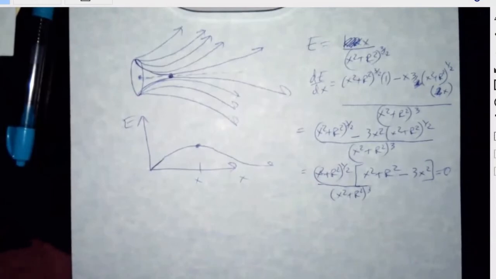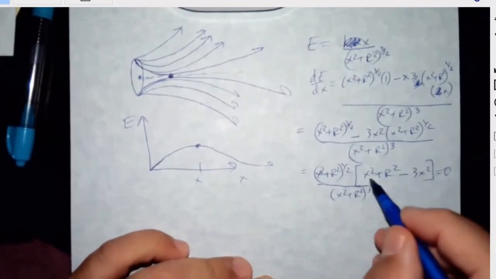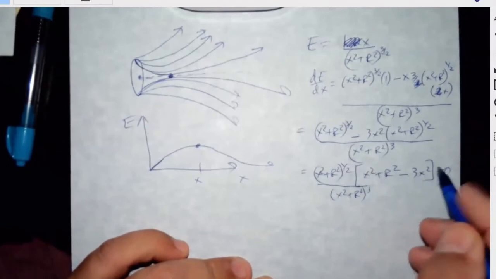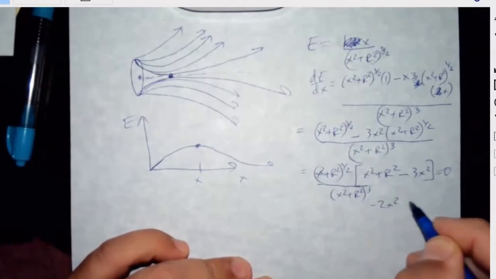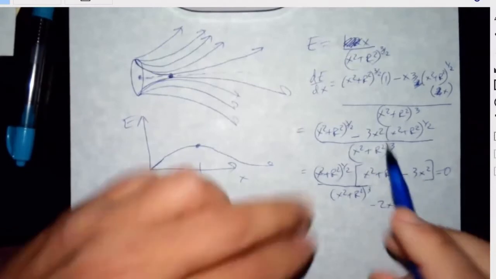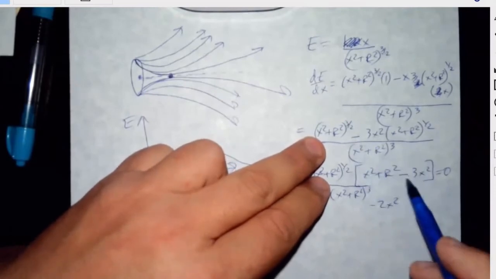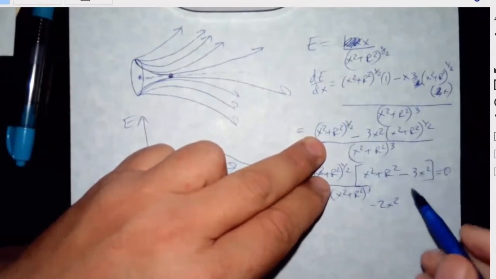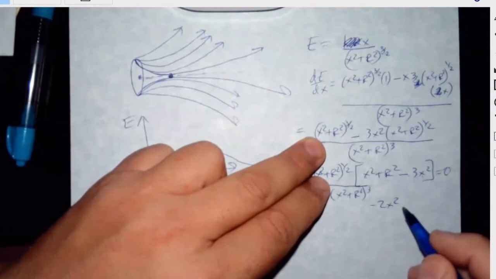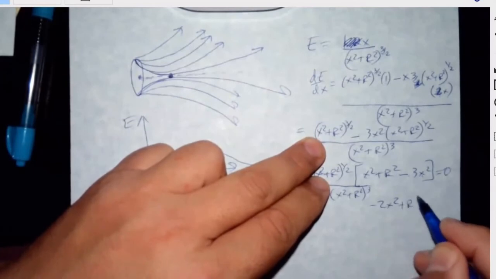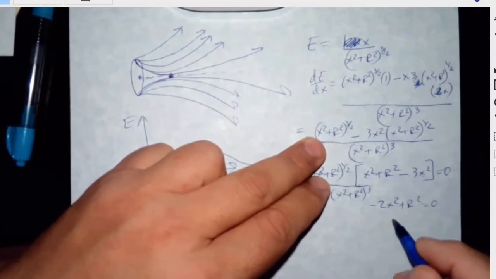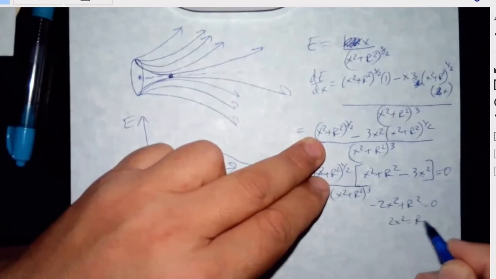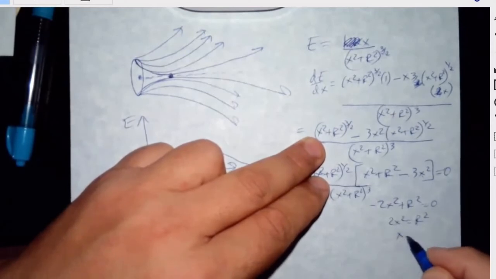Okay. So set it equal to 0. So then you're going to have what? x squared minus 3x squared, negative 2x squared. Right? Let's see, x squared plus r squared minus 3x squared. Okay, so then that's negative 2x squared plus r squared is equal to 0. So then 2x squared is equal to r squared. x is equal to r over root 2.